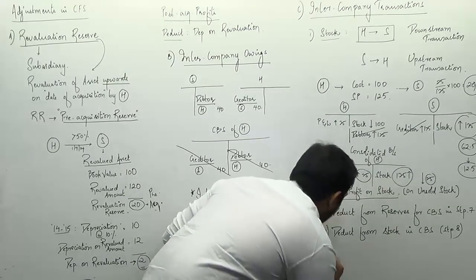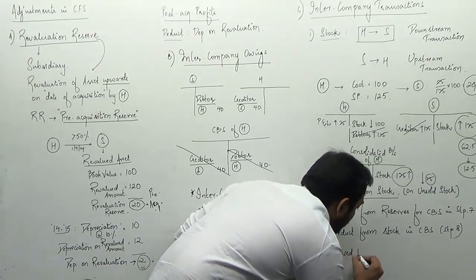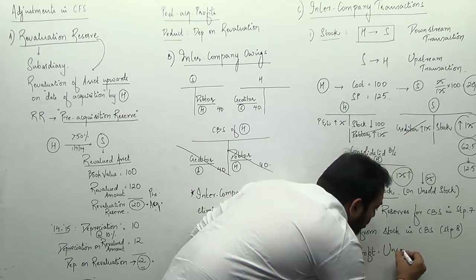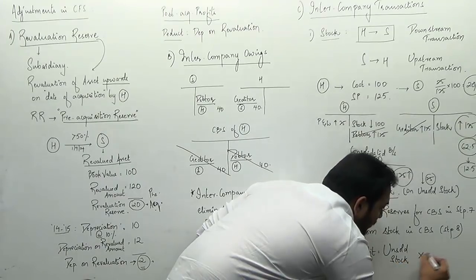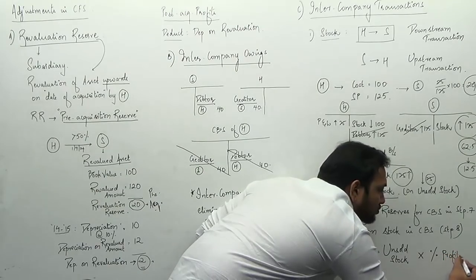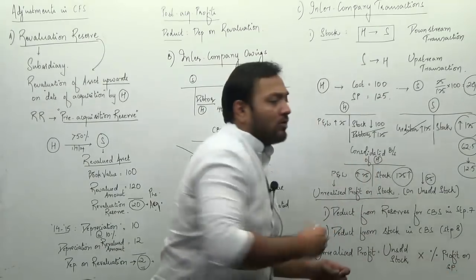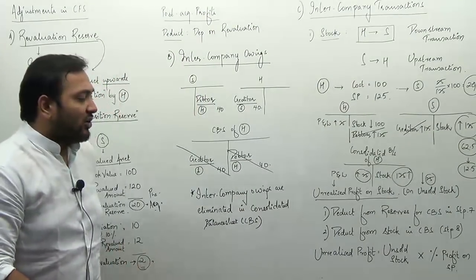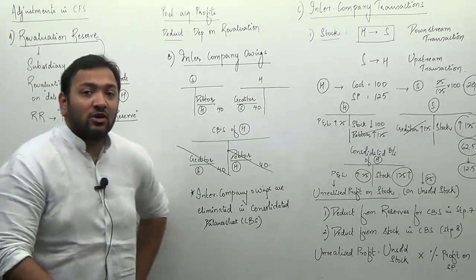12.5. Yes guys, so the easiest way of calculating unrealized profit is unsold stock into profit percentage on selling price. Always take the profit on selling price, guys, because your unsold stock will be at selling price only. Your unsold stock in the books of the subsidiary will always be at selling price. So take the profit percentage on the selling price.